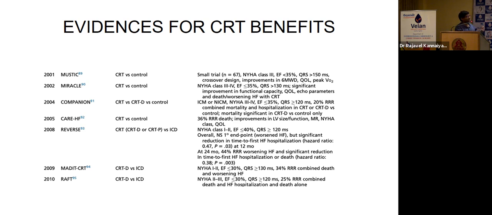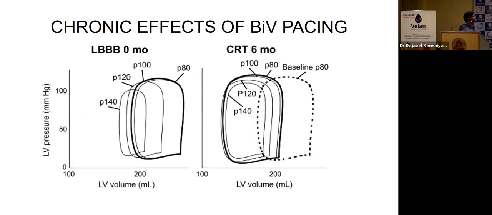All these studies compared different parameters like QRS duration. Another study took RBB with wide QRS. Some included narrow QRS. All studies proved that with LBB pattern, the wider the QRS, the better the benefit. Next slide. So these are the chronic effects of biventricular pacing.